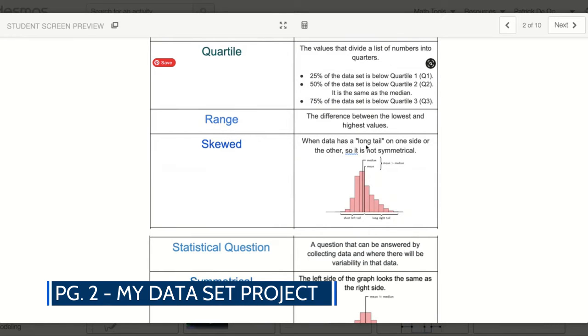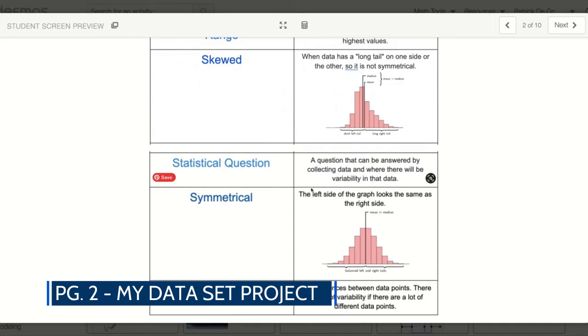Skewed. Data is skewed when it has a long tail on one side or the other so that it is not symmetrical. Here you can see a short left tail, and here you can see a long right tail. Statistical question. A statistical question is a question that can be answered by collecting data and where there will be variability in that data. Symmetrical. The left side of the graph looks the same as the right side. That's what symmetrical means. You can see here that there's a balanced left side and balanced left and right tails.